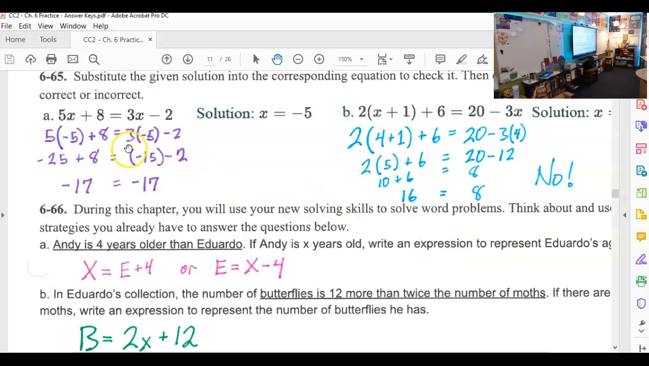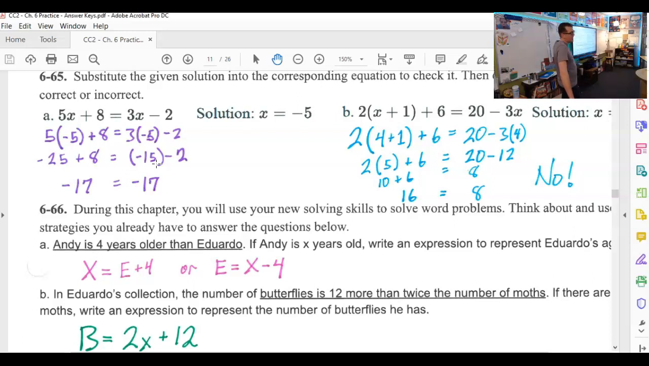Any questions on 65 where we substitute in the value they tell us? They give us an x value to work with. We substitute it in. In 66, we're writing expressions. You don't need both of the x and the e one. Those are two different ones. I did x for Andy because they said if Andy is x years old.